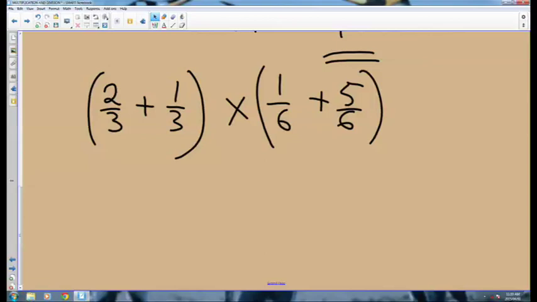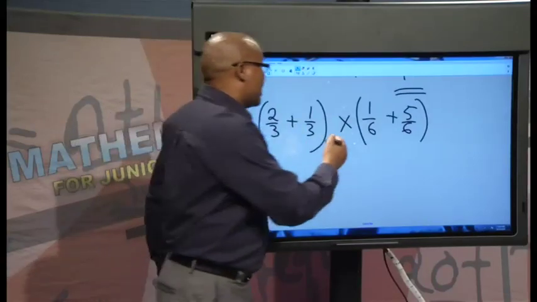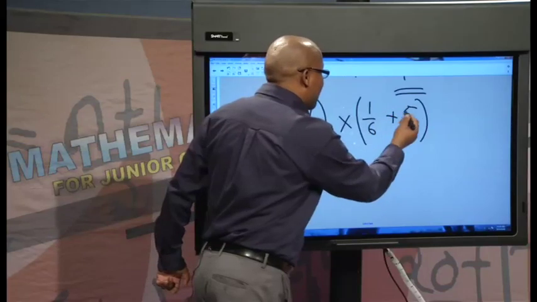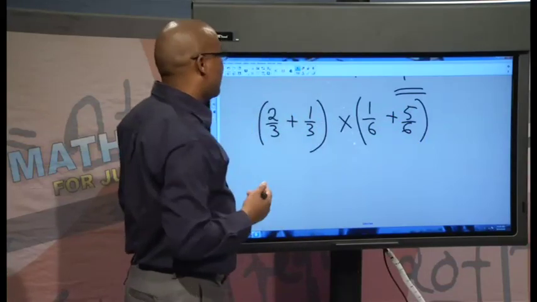That is what we call the BODMAS rule. The BODMAS rule says brackets off. Then after removing the brackets, that's when you can multiply. So looking at this, it simply says we are to simplify what is inside this bracket. 2/3 plus 1/3. Simplify it. Then after simplifying, look at another bracket, 1/6 plus 5/6. Simplify it. Then that's when you can multiply later.